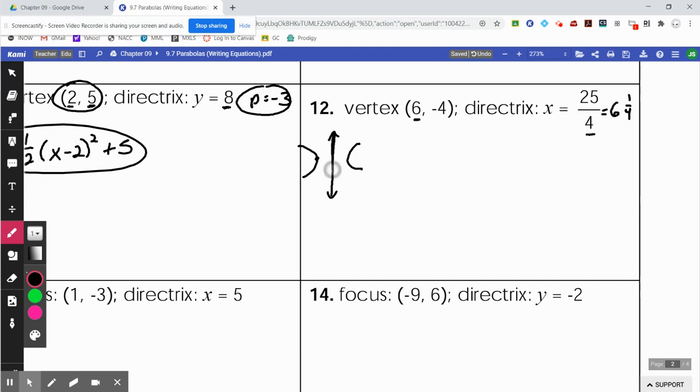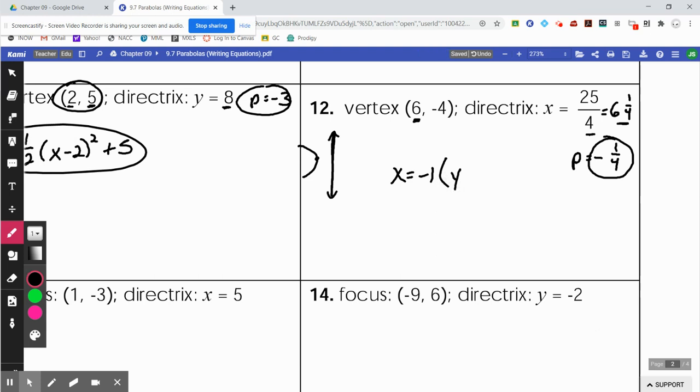Vertex is 6, directrix at 6 1/4, slightly to the right. So my parabola is going to cup or open to the left. That would be an x equals parabola or a horizontal parabola. The p-value is going to be negative because it does open to the left. Look at the difference between 6 and 6 1/4, and that's going to tell you the distance between the vertex and the directrix, which is just -1/4. So I have x is equal to 1 over 4 times p. If you do 4 times -1/4, it gives you -1. So therefore, we have 1 over -1, or just -1, is our 1 over 4p value.